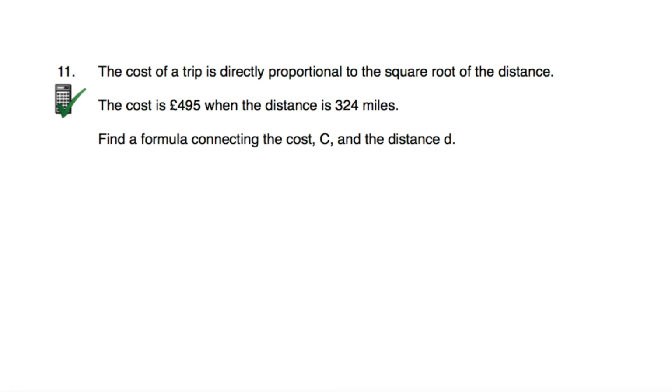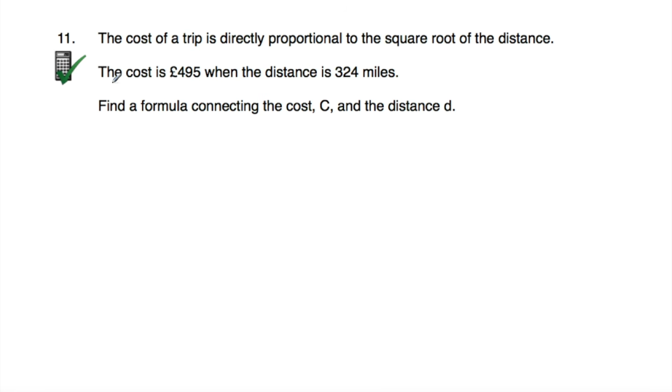Okay, let's have a look at our next question, question number 11. Question number 11 says, the cost of a trip is directly proportional to the square root of the distance. So the cost is directly proportional to the square root of the distance. The cost is £495 when the distance is 324 miles. We've been asked to find a formula connecting the cost and the distance.